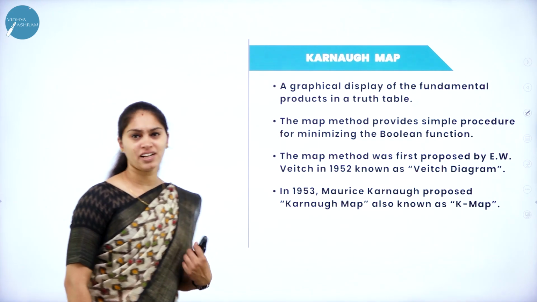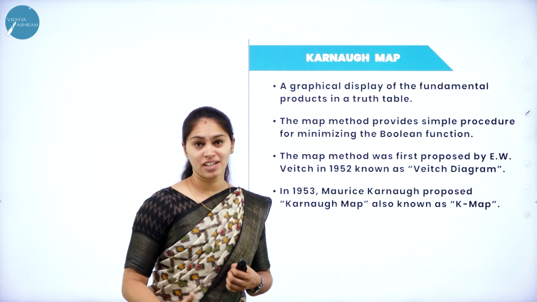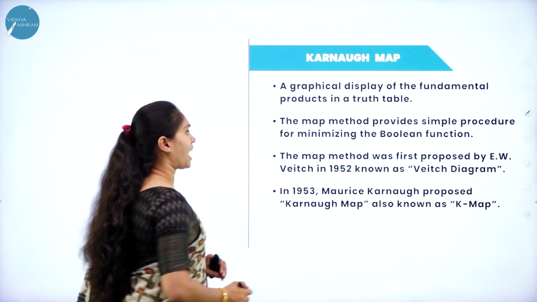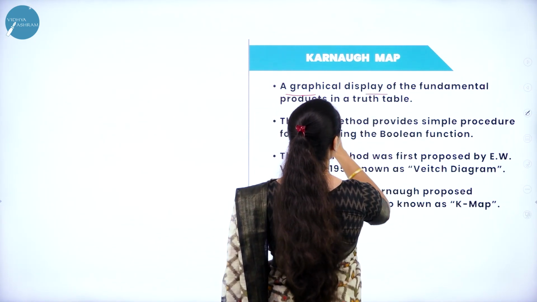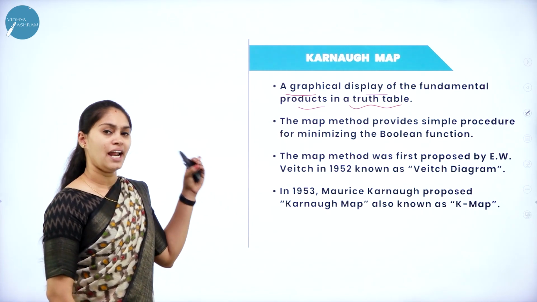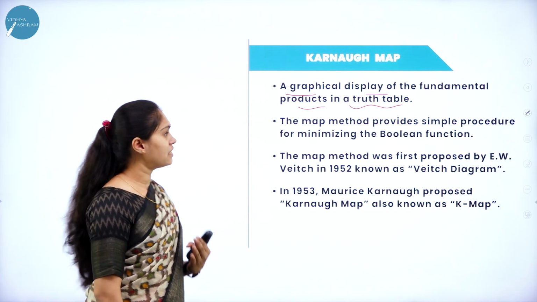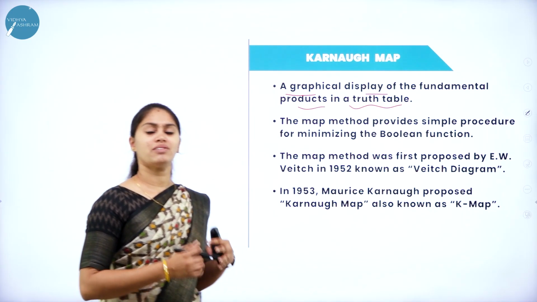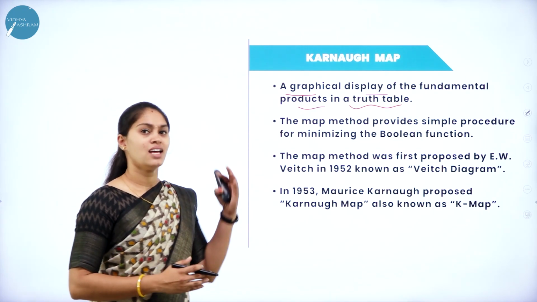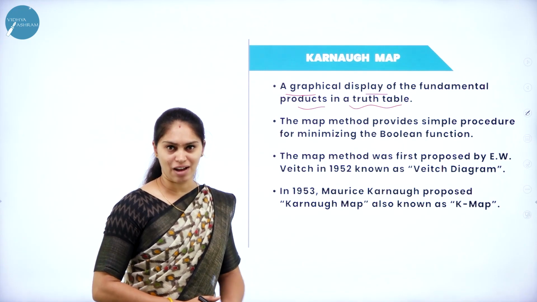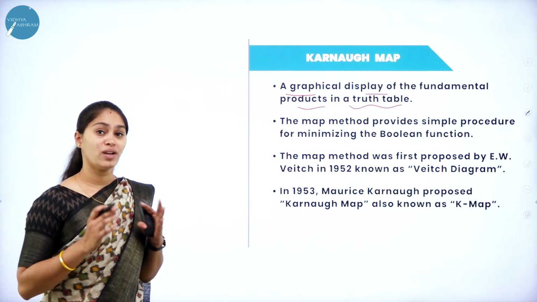Then what is the definition of this K-map? Who invented this? Then what is the use of having this? We'll see now. A graphical display of the fundamental products in a truth table. So K-map is also called what? It is a pictorial or graphical representation of the fundamental products in a truth table. So whatever I am going to get in a truth table will be represented in the format of a pictorial or graphical representation of the Boolean expression.